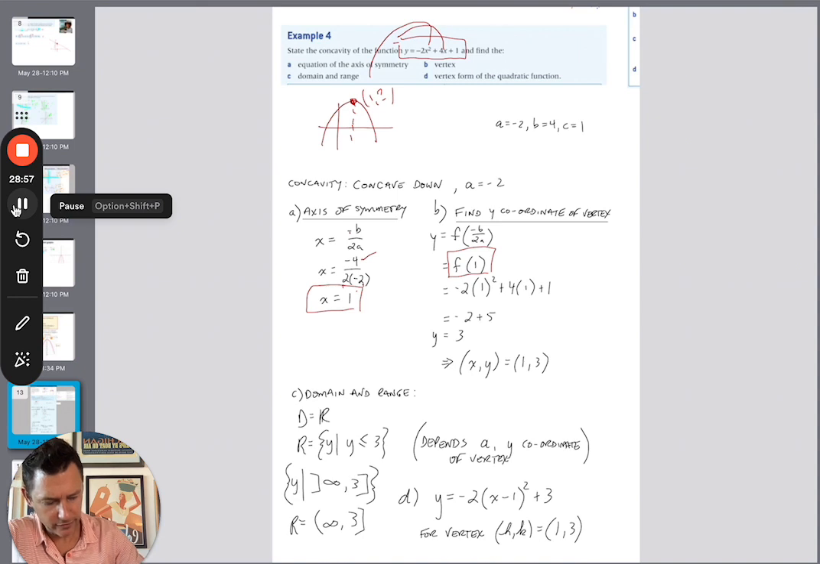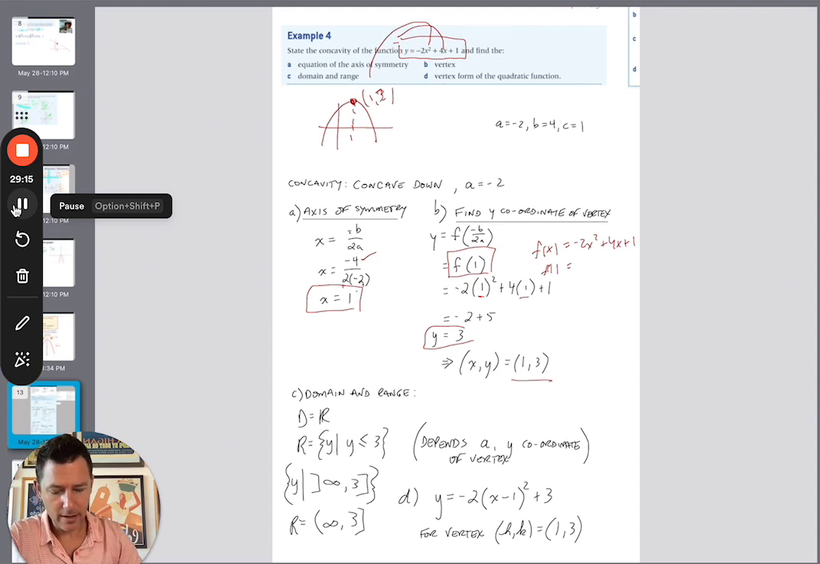So instead of calling this y, I called it f of x. It means into the function I'm putting some x's. And so f of 1 means put a 1 in for those x values. We clean it up, you end up with 3. So the intercept, or the vertex, is at 1 comma 3.